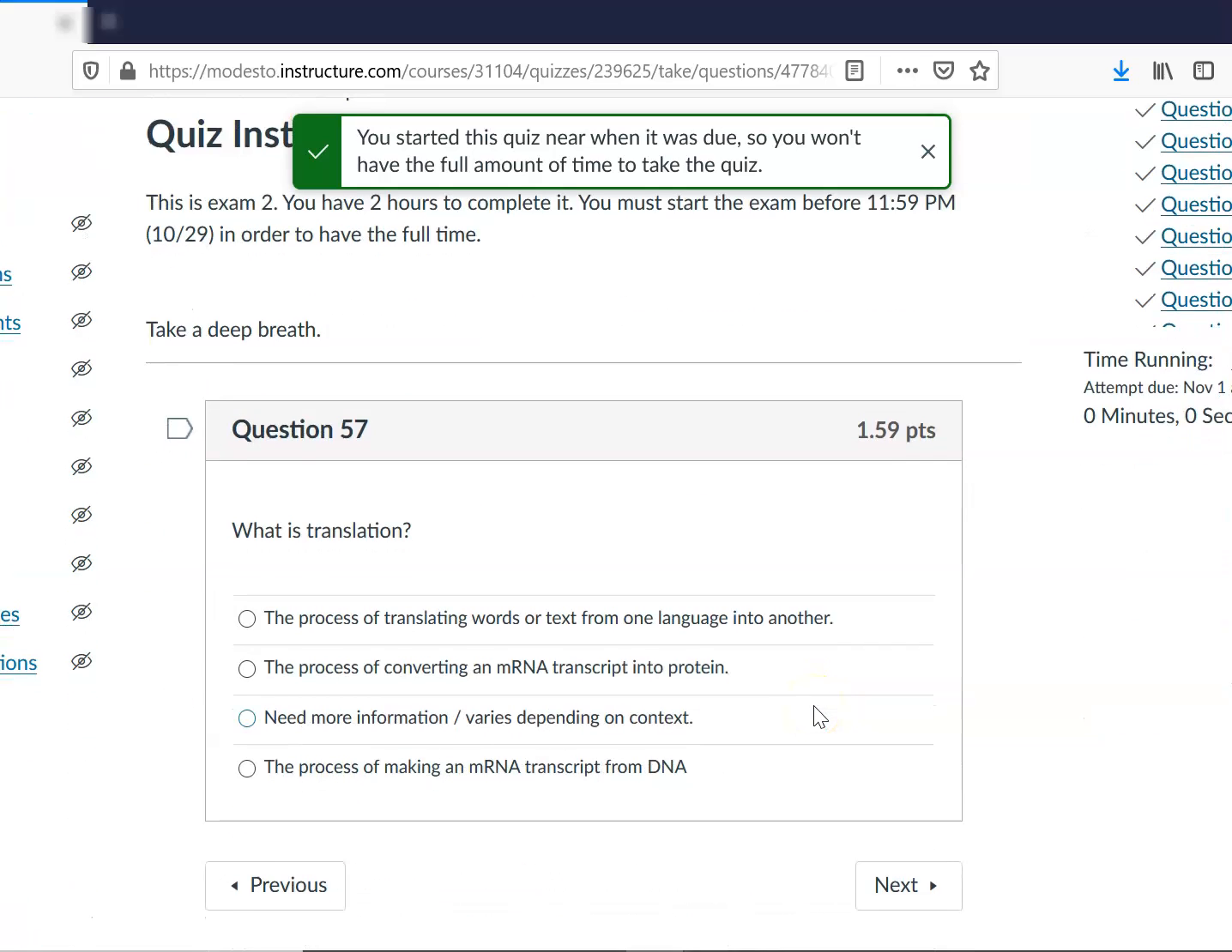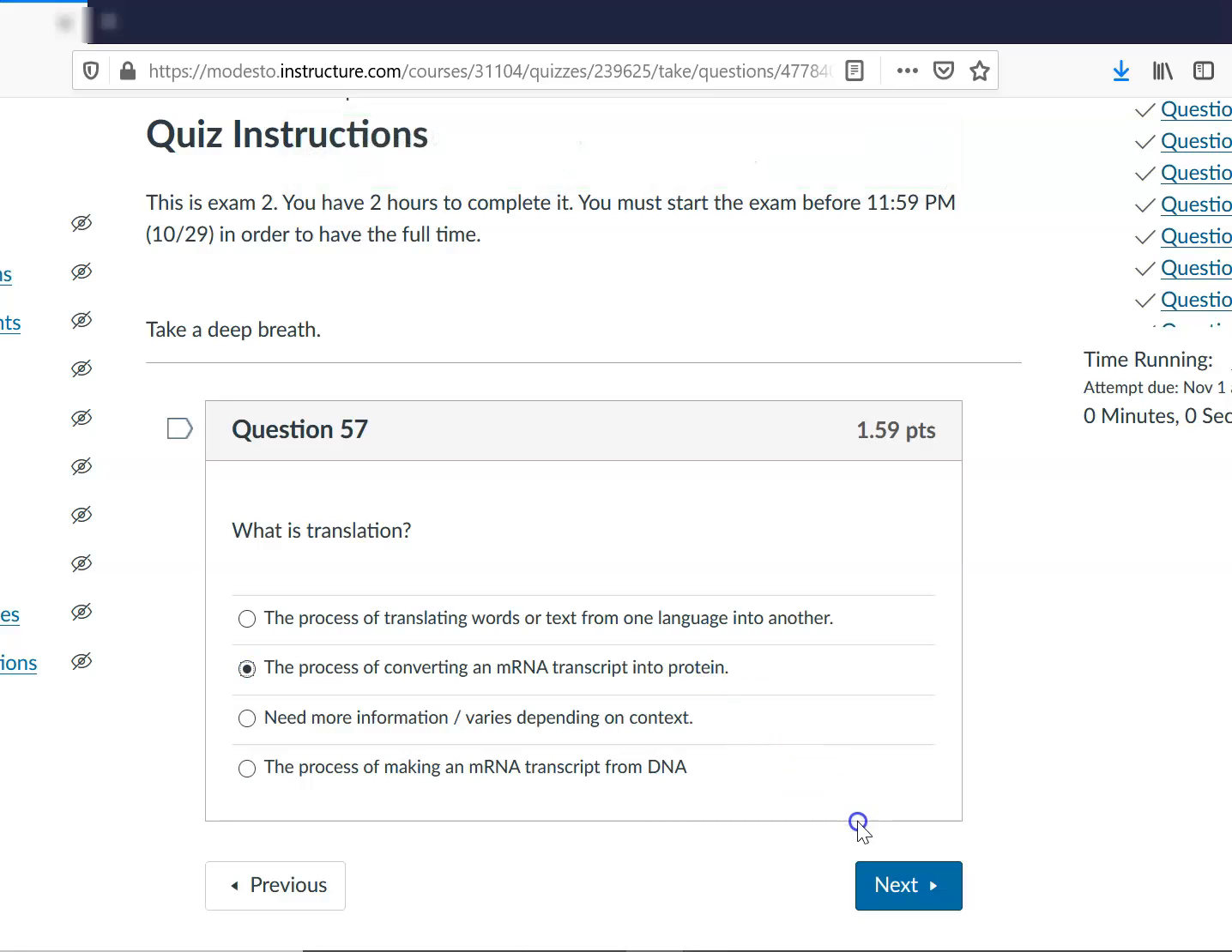What is translation? You're taking your mRNA and you're turning it into protein. The process of making an mRNA transcript from DNA is transcription. We're in the second half of that, translation.